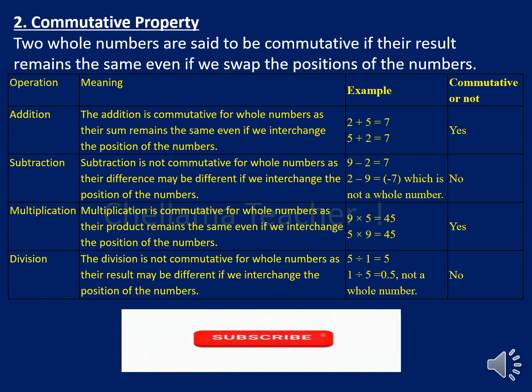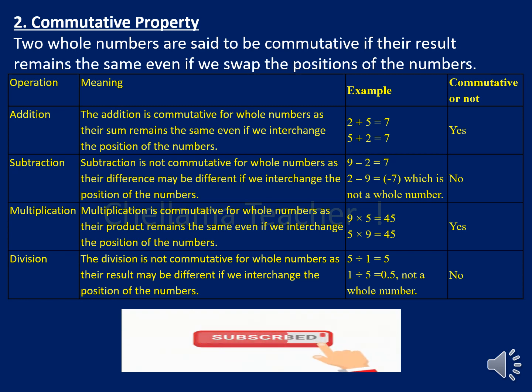Next is multiplication. Multiplication is commutative for whole numbers as their product remains the same even if we interchange the position of the numbers. For example, 9 into 5 is equal to 45. 5 into 9 is also 45. So, multiplication is commutative for whole numbers.